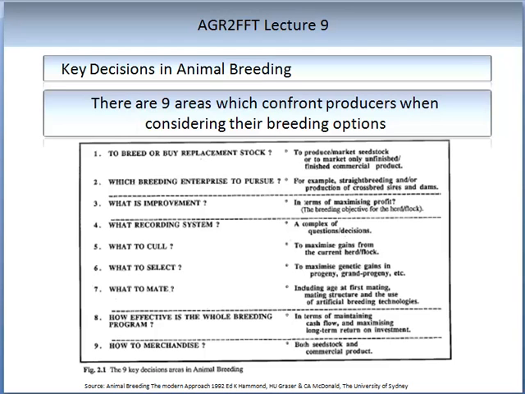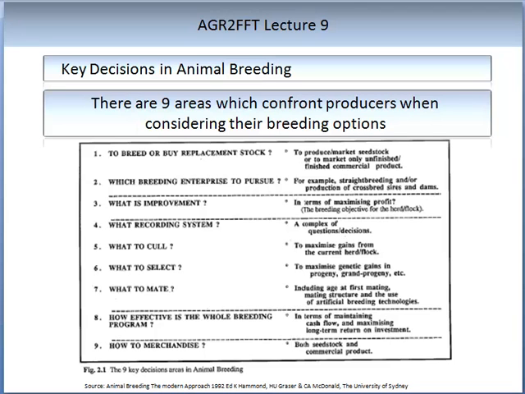What to cull? In order to optimize your breeding program, you will have to cull some of your outcomes. What to select? To maximize genetic gains in progeny, grand progeny, etc. So what do you mate? Including the age at the first mating, mating structure and use of artificial biological technologies all have to be considered.